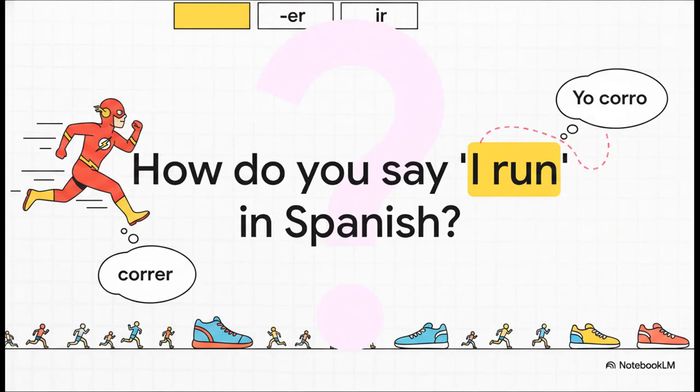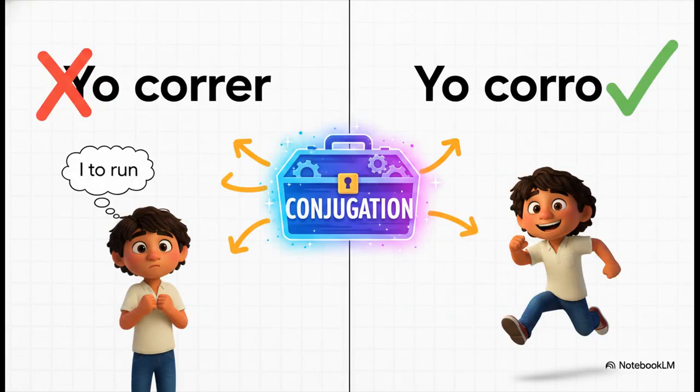You might know that the verb to run is correr, but how would you say I run? Not to run, but I am the one doing it. Just take a second to think about that. It's a tiny change, but it makes all the difference. You see, if you just say yo correr, that's kind of like saying I to run in English. It sounds a little off, doesn't it?